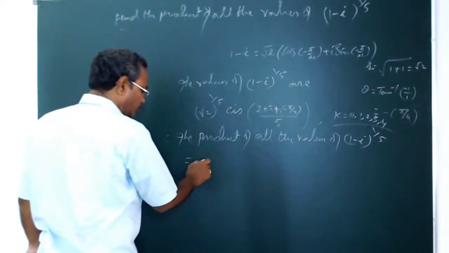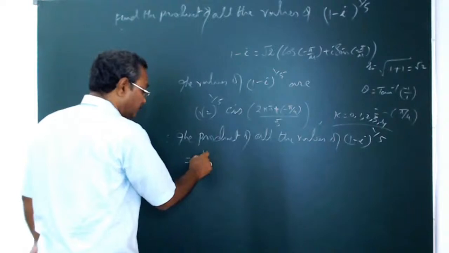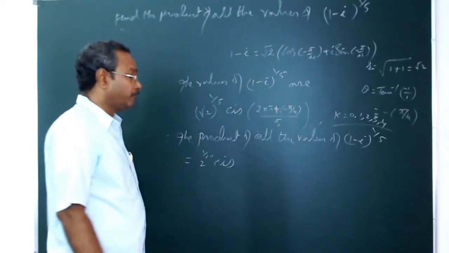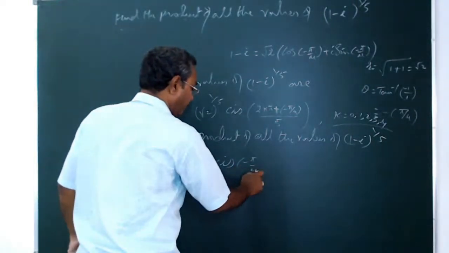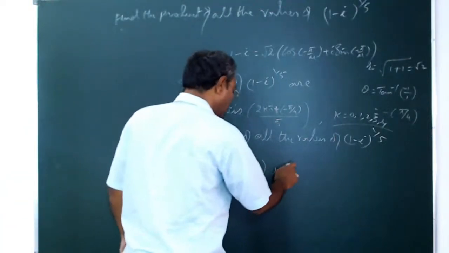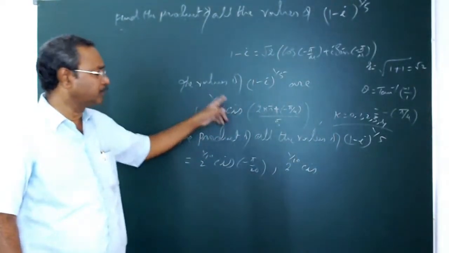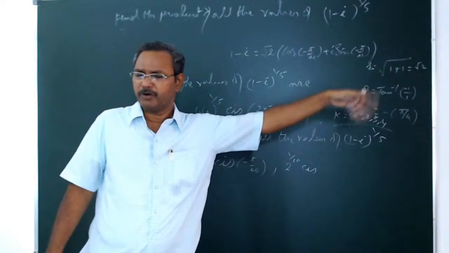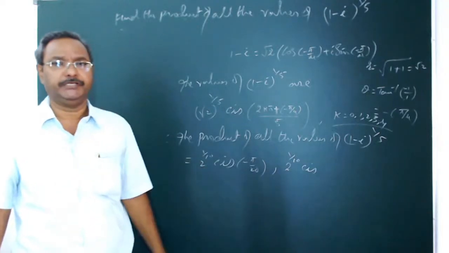So what are the values? Root 2 to the power of 1 by 5 is 2 to the power of 1 by 10. I am writing the values separately. For k equal to 0, this is minus pi by 20. 4 into 5, 20. That's the first one. The next one is 2 to the power of 1 by 10 into cis. Mind you, for all those values, the modulus r remains the same. Each and every root will have the same modulus. Only the amplitude changes. Okay.